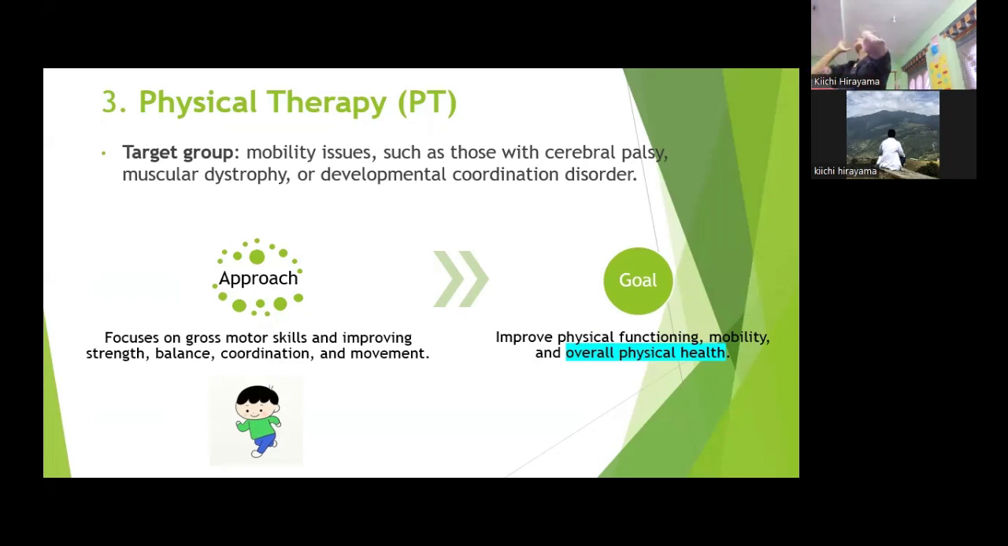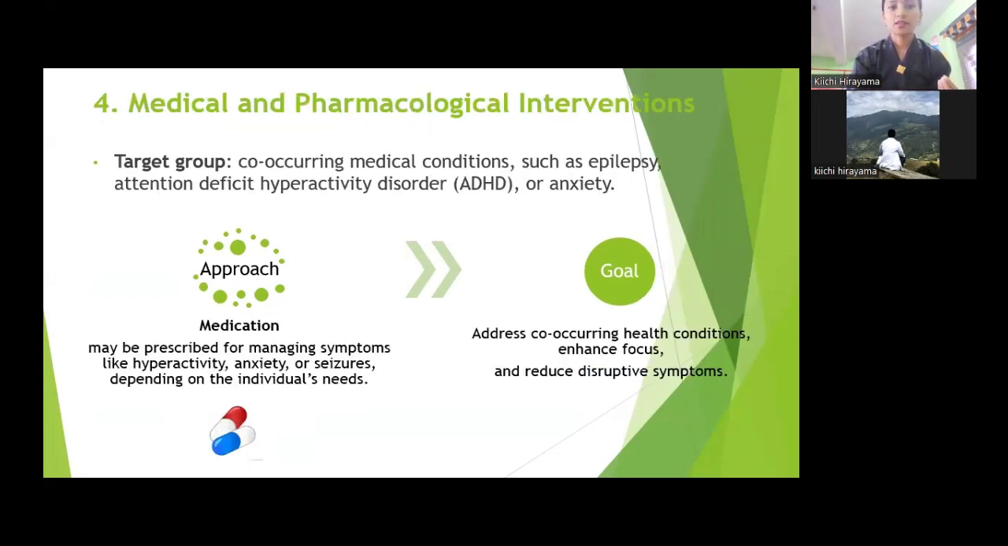Physical therapy looks at mobility issues, those with cerebral palsy, muscular dystrophy, developmental coordination disorder. They focus on improving motor skills, strength, balance, coordination, and movement. Medical and pharmacological intervention mostly focuses on pharmacological treatment, like for ADHD and epileptic children.